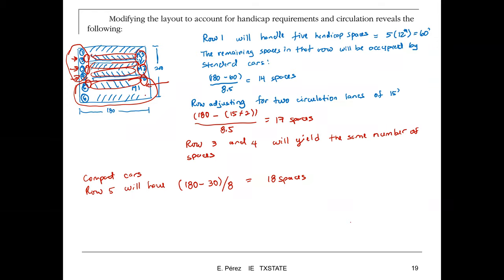And then row 6 is not affected by the circulation lanes. So that will handle 180 divided by 8, which is 22 spaces. So again, we have 3 modules. Each module will have 2 lanes of parking spaces.